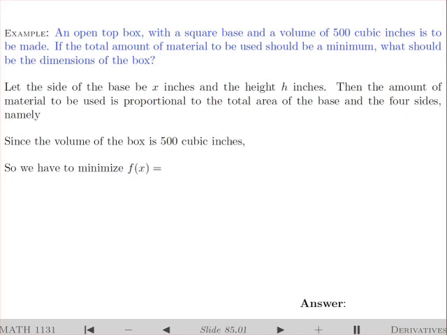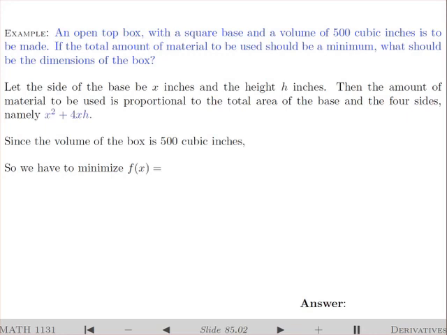A box has 3 measurements, length, width and height. If the base is a square, length and width should be the same. So let's call that x. And let's take the height to be h. Then the base is a square, x by x. Its area is x squared.